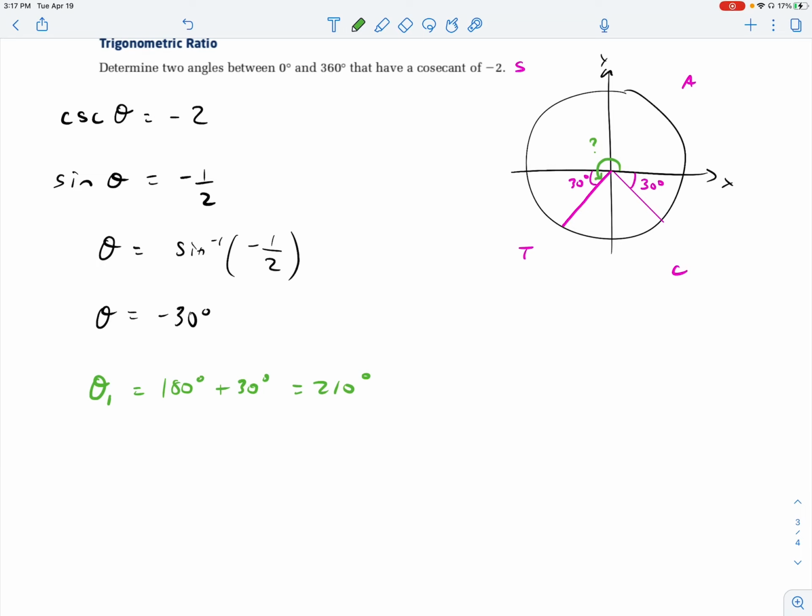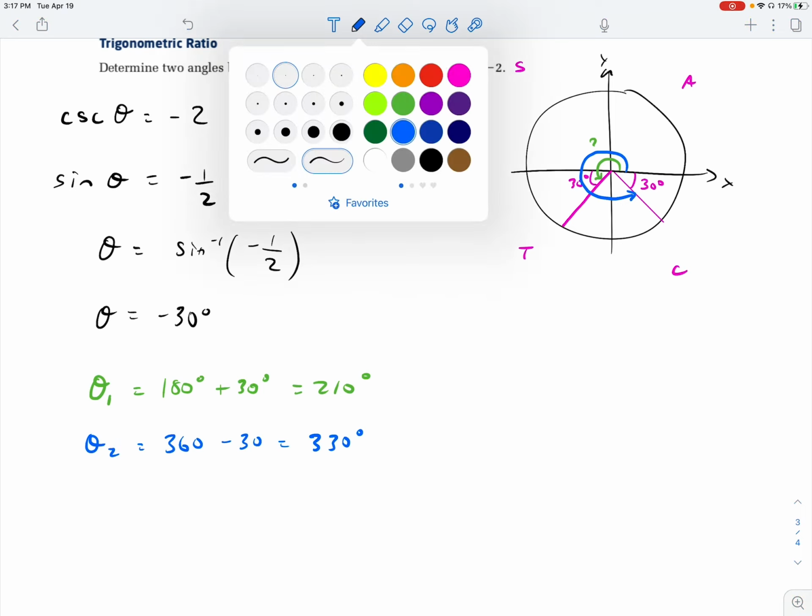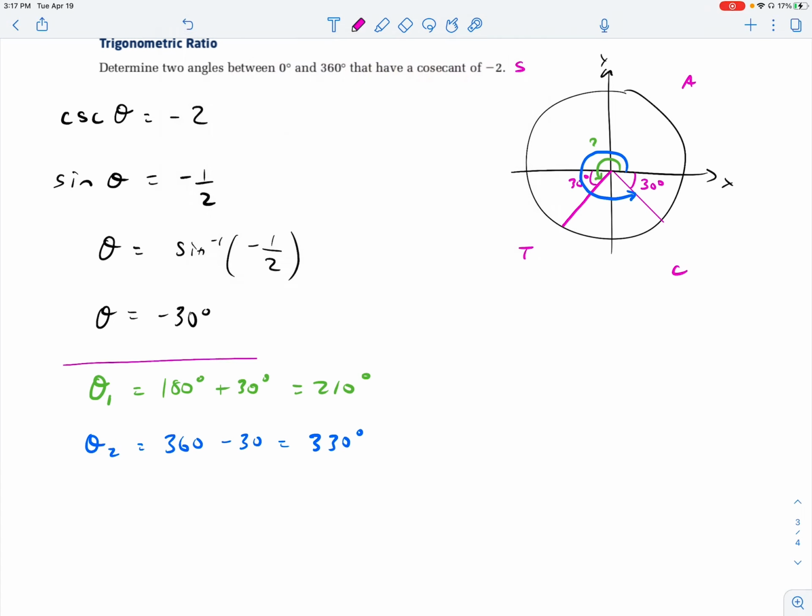My second angle, I'll do this one in blue. It's from the x-axis rotated counterclockwise all the way to the next terminal arm. That's going to be theta 2. It's almost a full circle. It's just short 30 degrees. We can write it as 360 minus 30, which is 330 degrees. So those are my two angles that have a cosecant of -2.